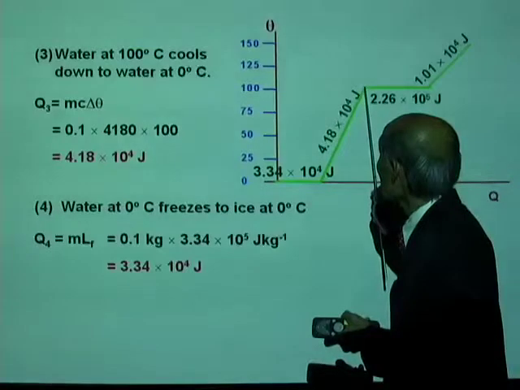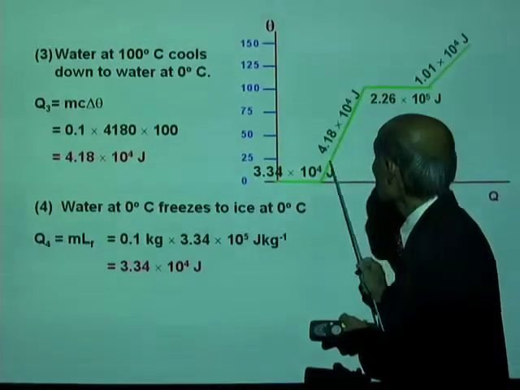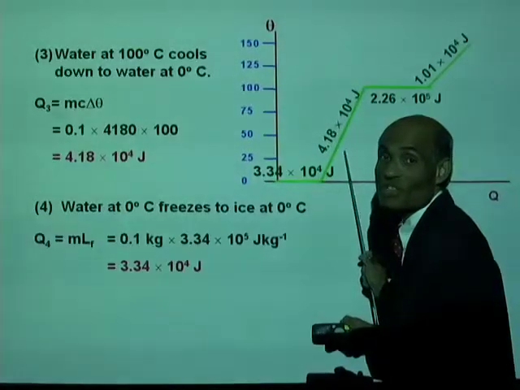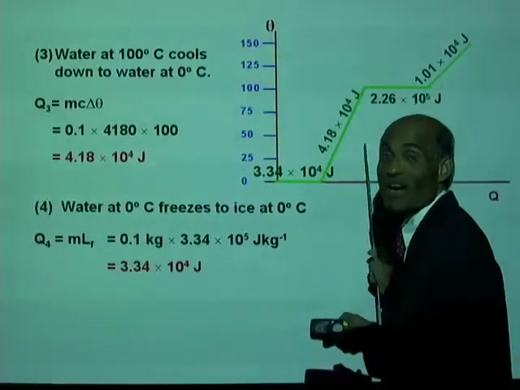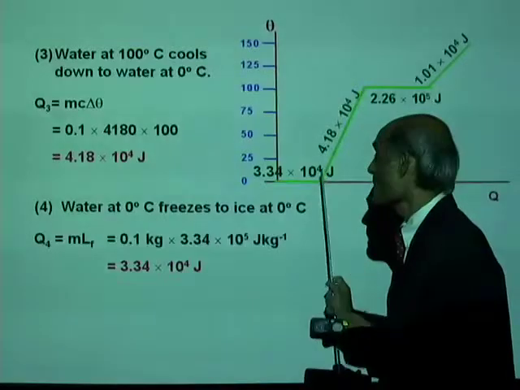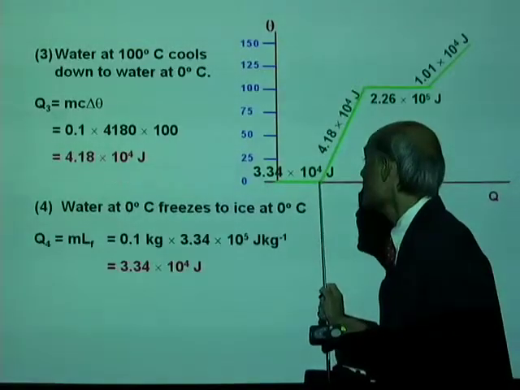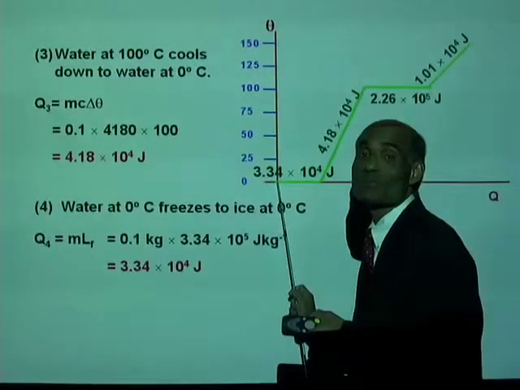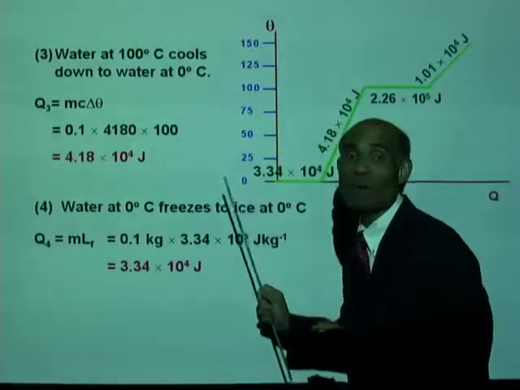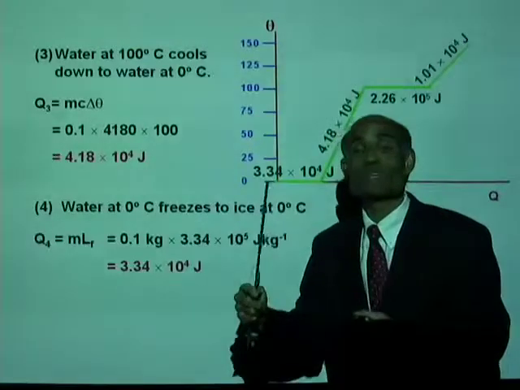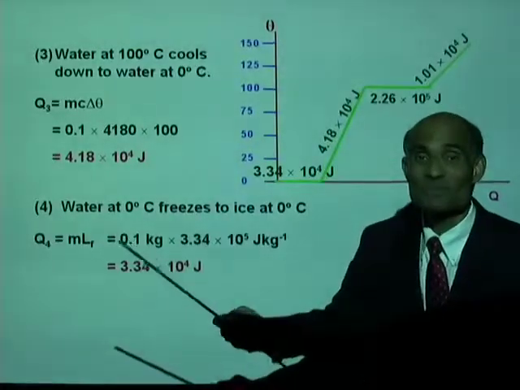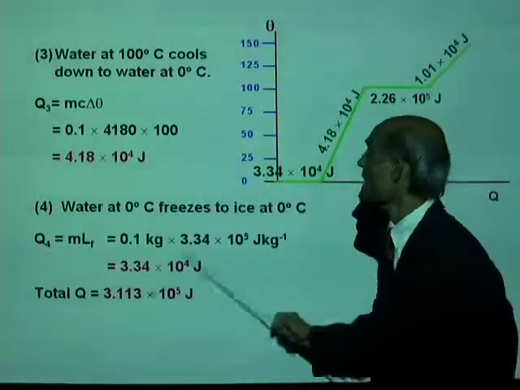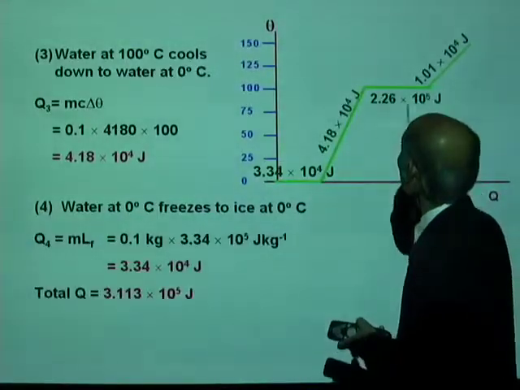Water at 100 degrees cooled down to 0 degrees, losing an amount of heat mass times specific heat times change in temperature. And finally, water at 0 degrees froze to become ice at 0 degrees, losing an amount of heat mass times latent heat of fusion. So the total amount of heat liberated is the sum of all these.